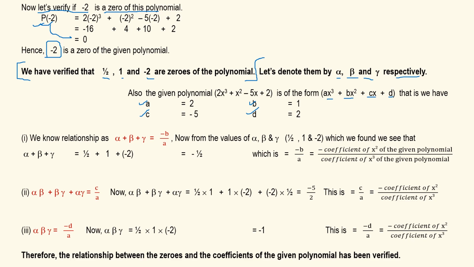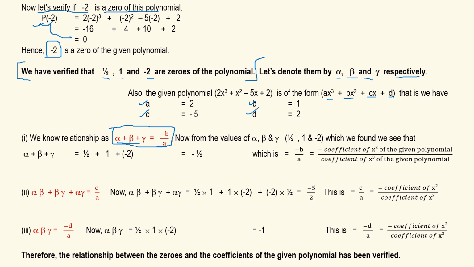But what is the relationship? What is the relationship between zeros of the cubic polynomial and its coefficients? So this equation, alpha plus beta plus gamma is equal to minus b by a, is the relationship, and now we shall verify it by using the values of the zeros that we found out.